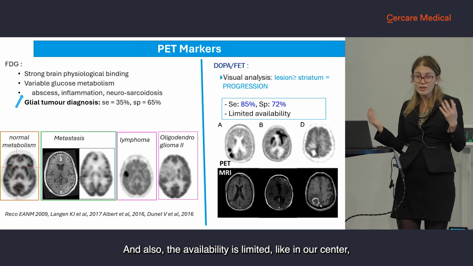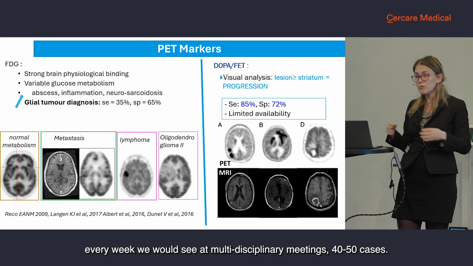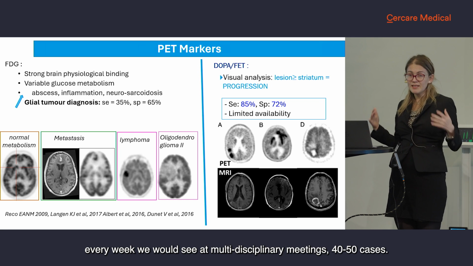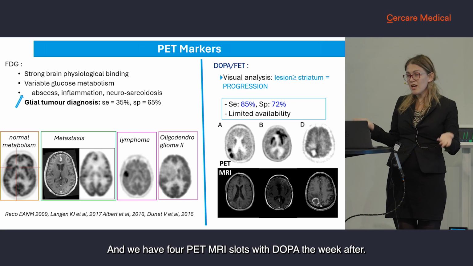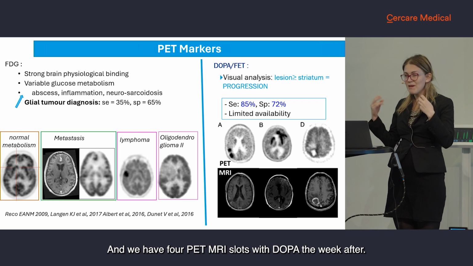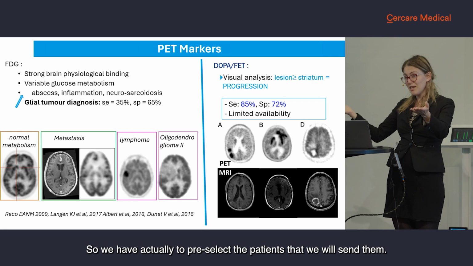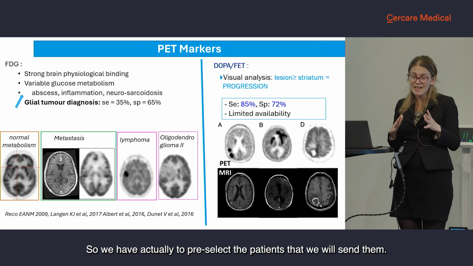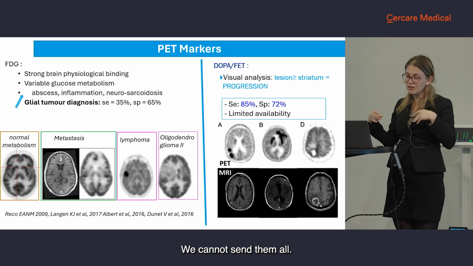In our center, every week we have a multidisciplinary meeting with 40, 50 cases, and we have 4 PET-MR slots with DOPA the week after. So we actually have to pre-select the patients that we will send there. We cannot send them all.